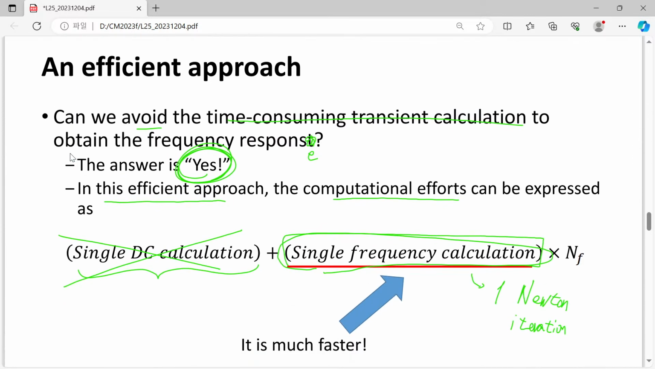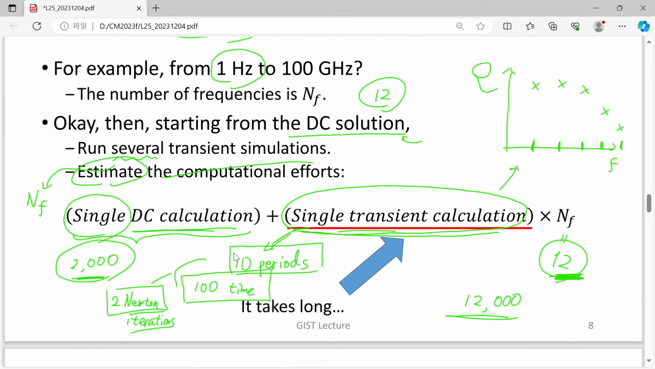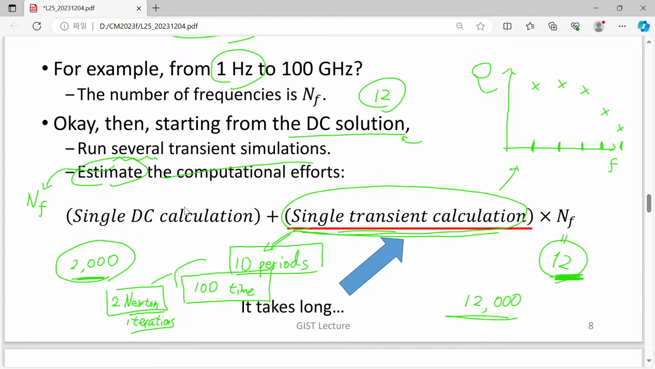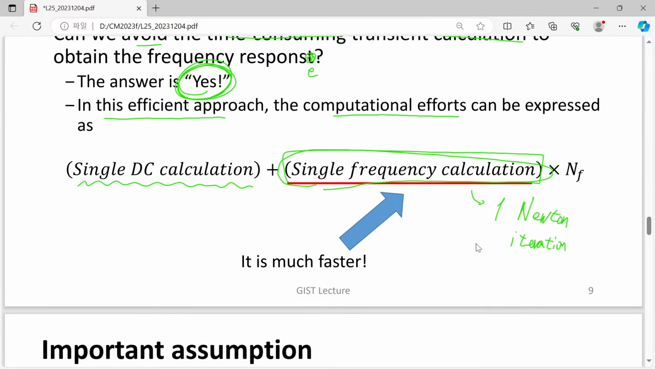Actually, in this efficient frequency domain approach, we cannot neglect it because it is considerable. However, in the case of our inefficient time transient approach, we can neglect it because the transient takes too long. But now, since only one Newton iteration is required for the calculation, the reduction factor will be quite close to almost 2000 if we neglect the contribution from the single DC calculation. So in this case, the limiting factor is no longer given by this frequency calculation.